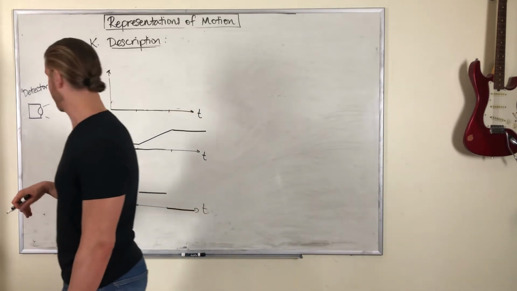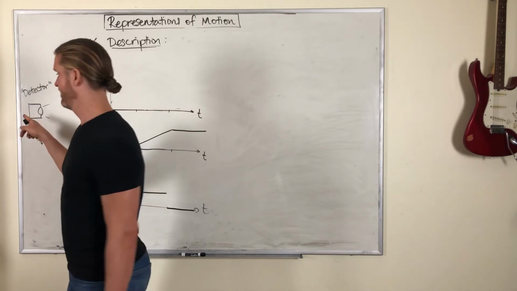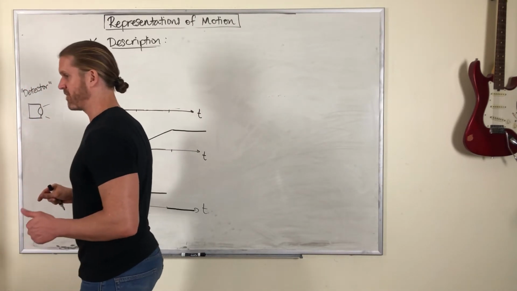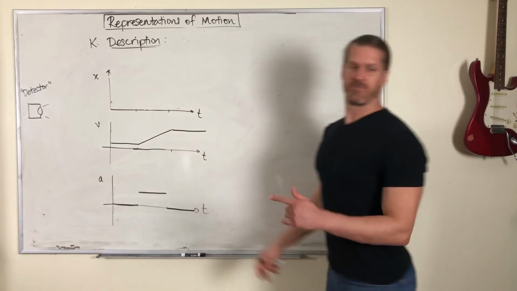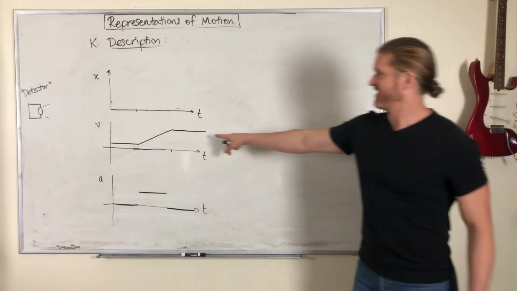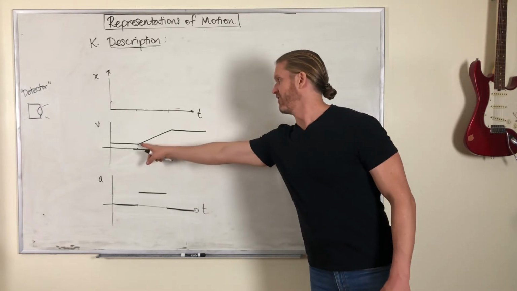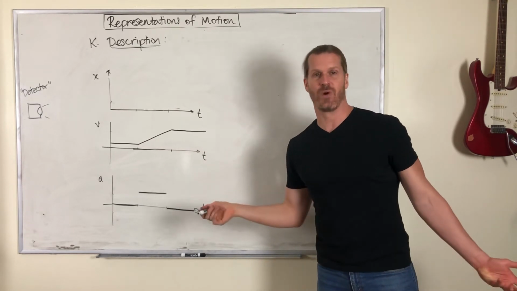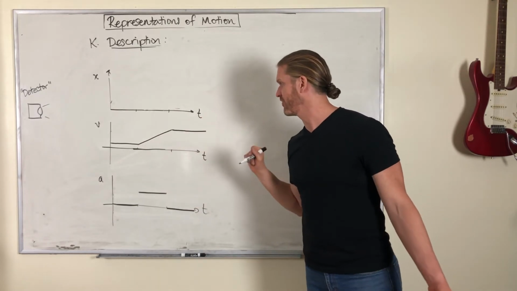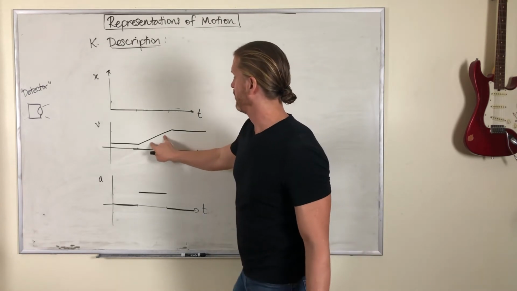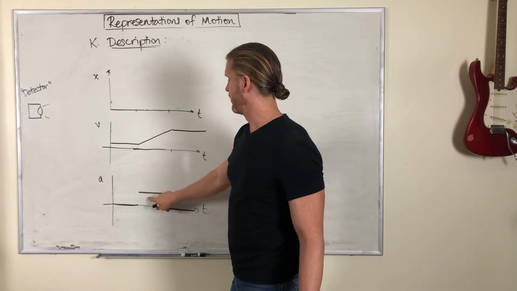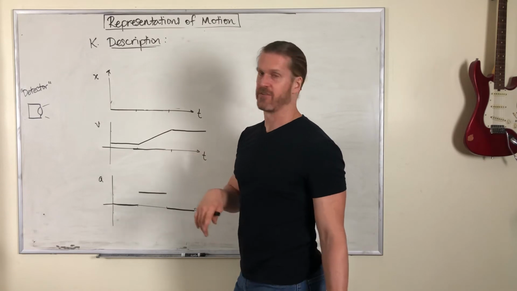Maybe I'll demonstrate this. Here's our detector. You start moving away at very slow speed, and now you accelerate and speed up, and then continue at that top speed. The whole time we're moving away, this velocity is positive, and so we sped up here because acceleration was positive and velocity was positive.